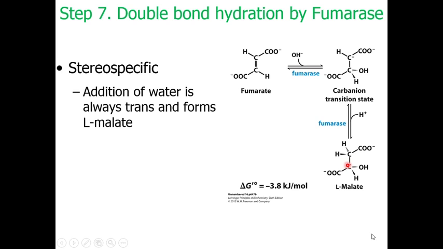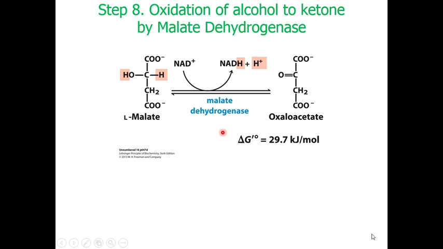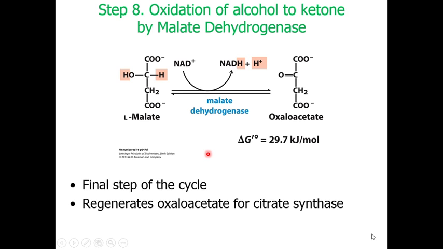Step 8 involves the conversion of L-malate to oxaloacetate. Conversion of L-malate to oxaloacetate is catalyzed by the enzyme malate dehydrogenase. And this is the final step of the tricarboxylic acid cycle. This step regenerates oxaloacetate for the enzyme citrate synthase. If you remember, citrate synthase is the first enzyme of the TCA cycle.